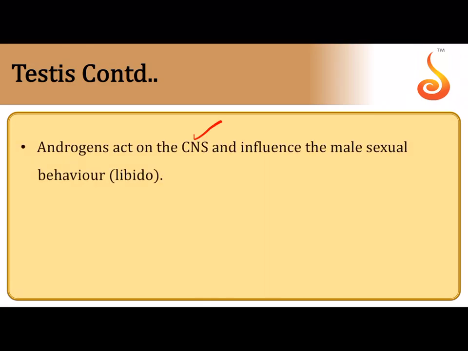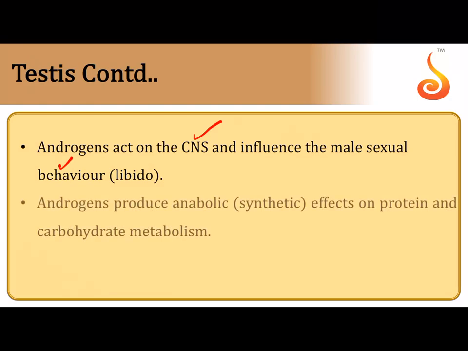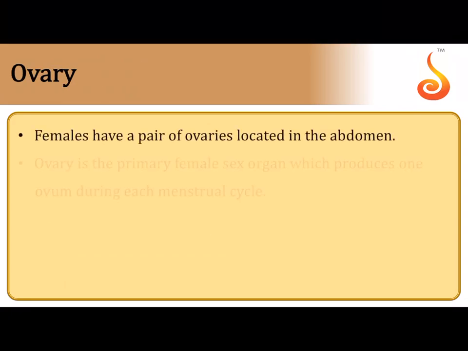Androgens act on the central nervous system and stimulate the male sexual behavior, that is called libido. They also have a synthetic effect on carbohydrate metabolism. That's why steroids are taken, androgens are steroids, and such steroid hormones are taken for bodybuilding because they have anabolic or synthetic effects on protein and carbohydrate metabolism in our body.